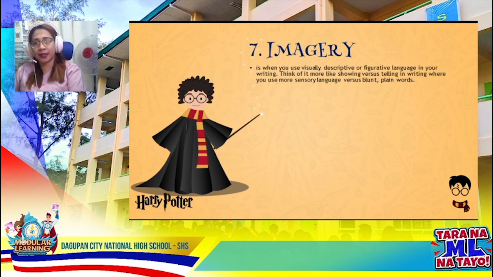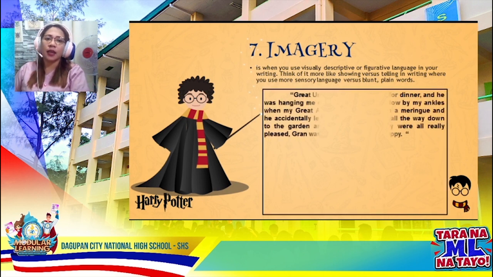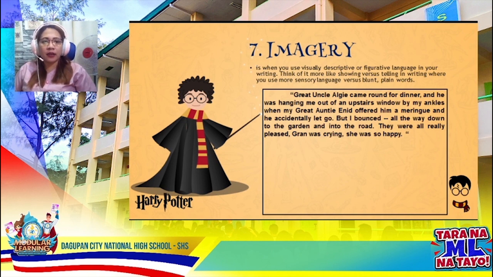Say for example, great uncle Algie came round for dinner and he was hanging me out of an upstairs window by my legs when my great auntie Enid offered him a meringue and he accidentally let go. But I bounced all the way down to the garden and into the road. They were all really pleased. Gran was crying. She was so happy.